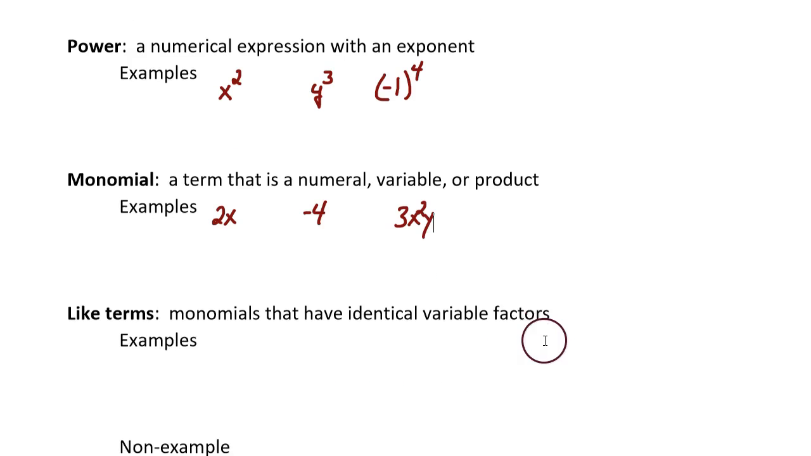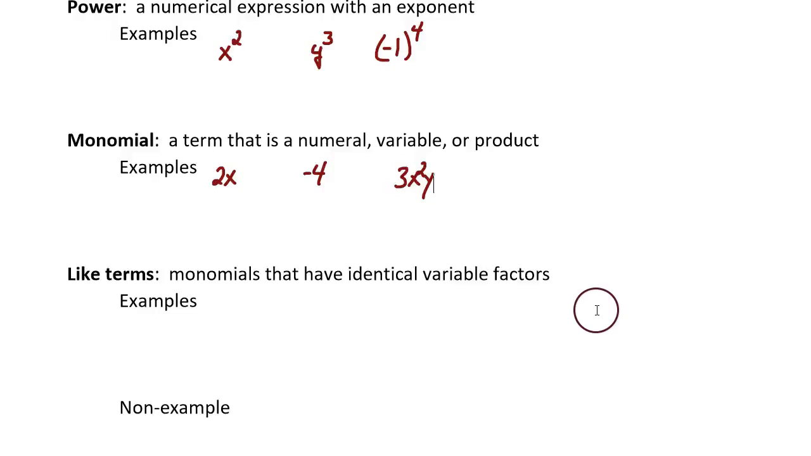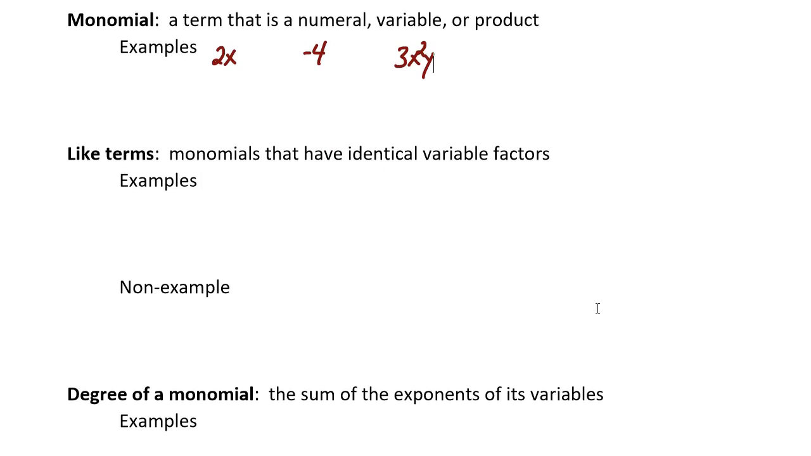Next, let's review like terms. Monomials that have identical variable factors are like terms. Here are some examples. 2a and 3a are like terms, or 4x squared and -x squared. These are like terms. They have identical variable factors. They both have an x squared in them. Here's a non-example. X squared y and xy squared.